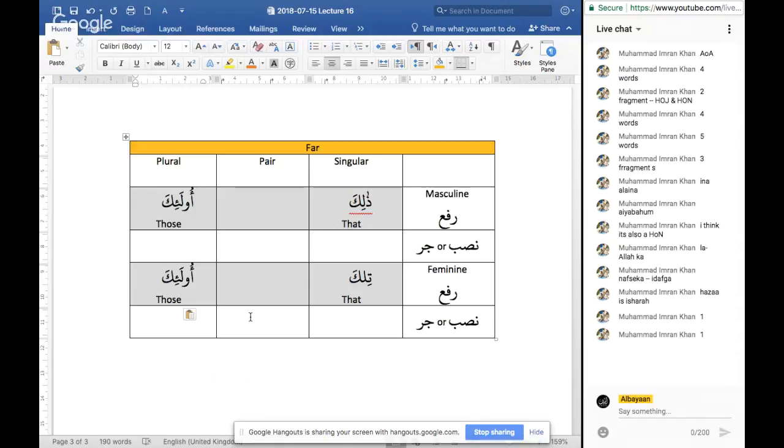For the pair, we won't use the same logic. Last time we said it's an ani ending. It's not going to be like this here. It's not going to be hazani or zalikani. It's different here. In this case, the pair form is zanika. Instead of saying zalika, you say zanika. You add a noon to it.